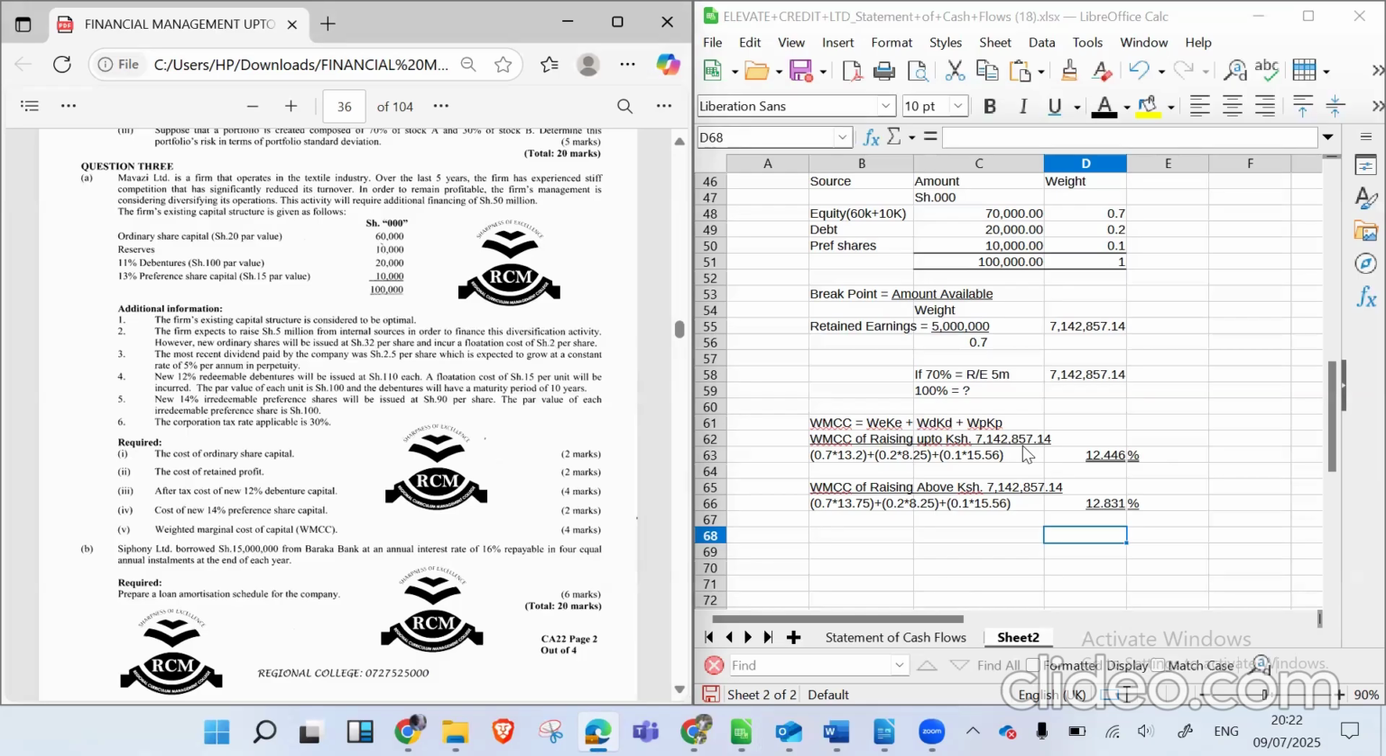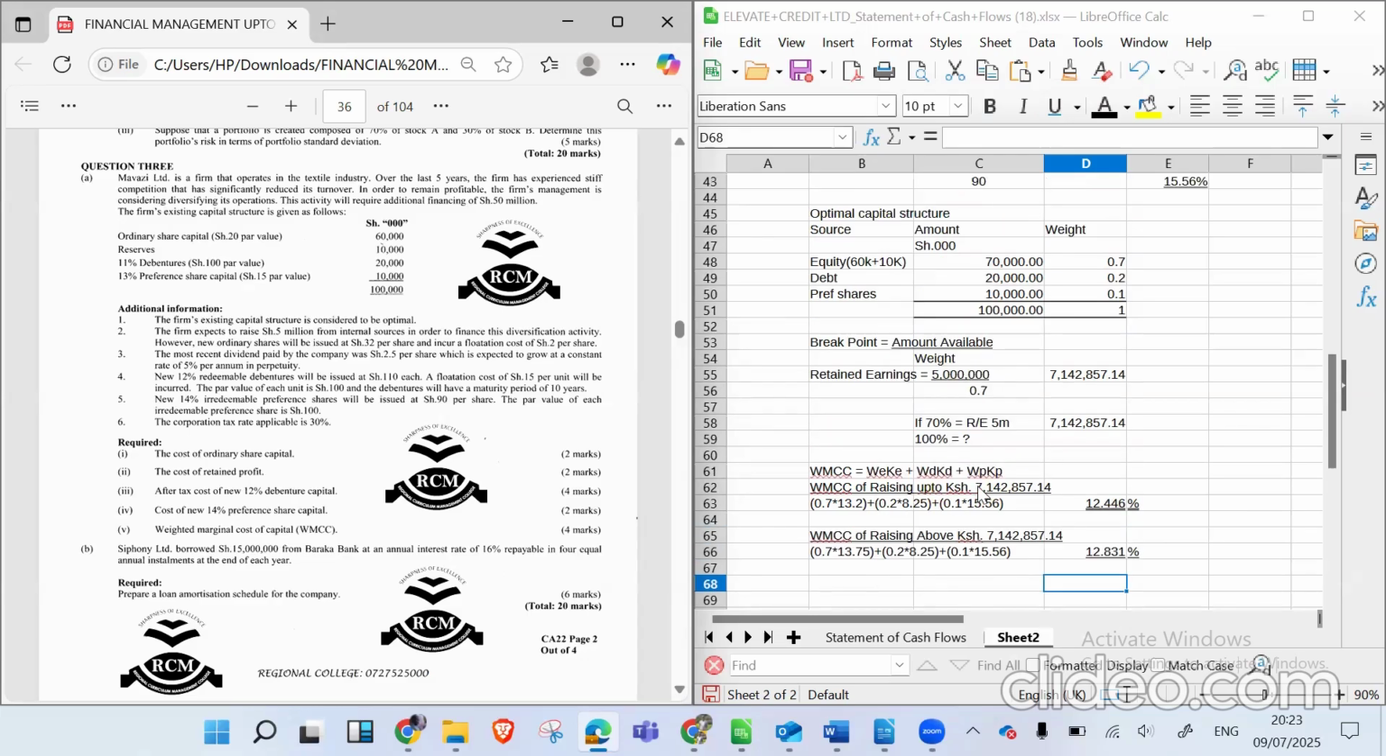First of all, I'm using retained earnings as my equity because fortunately, the source called equity has two components: retained earnings and ordinary shares. Now, I cannot use ordinary shares if I still have retained earnings available. As long as I can get some amount from the retained earnings, I'll be using the retained earnings, not the ordinary shares.